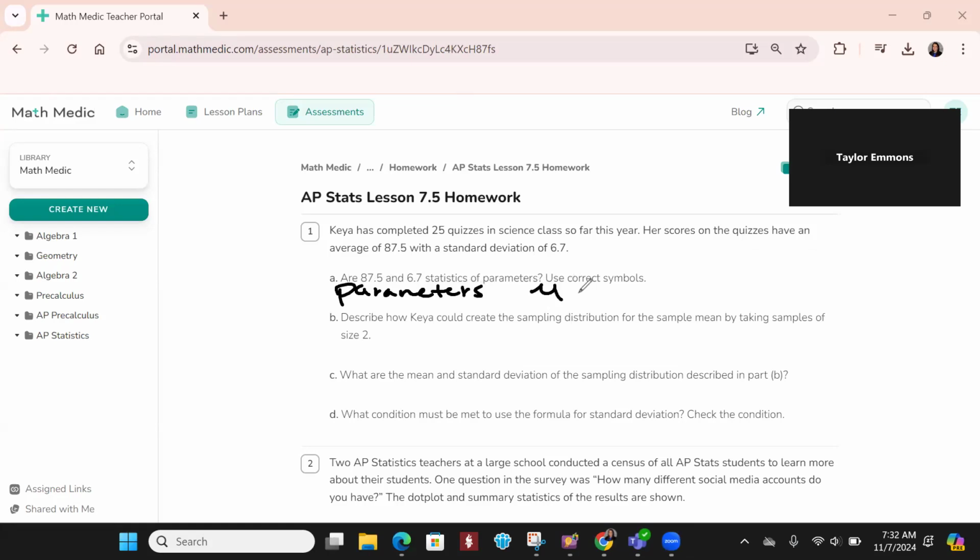It is the mu symbol. So mu is going to equal 87.5. And then the standard deviation, which is sigma, is 6.7. Fabulous. Great. Questions? You don't need to calculate anything else.